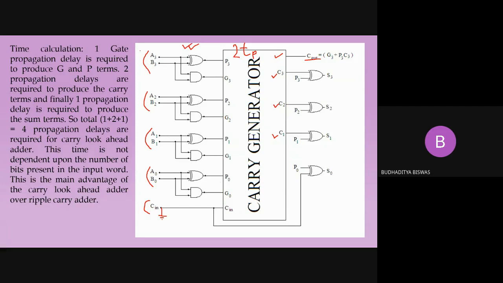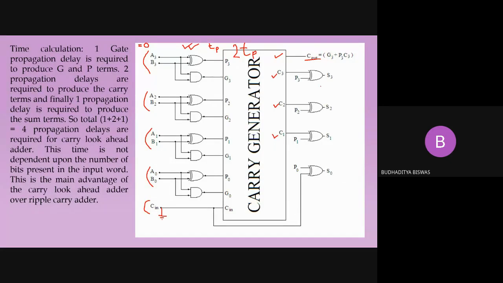TP, sir. This is at t equal to 0. At t equal to 0, we give all the input A, B inputs. So how much time is required to generate the P and G term? TP. Very good. Correct answer. So only TP time is required, because this is parallel processing. This gets TP, this also gets TP, and this is processed parallelly. So to produce the P and G term, only TP time is required.